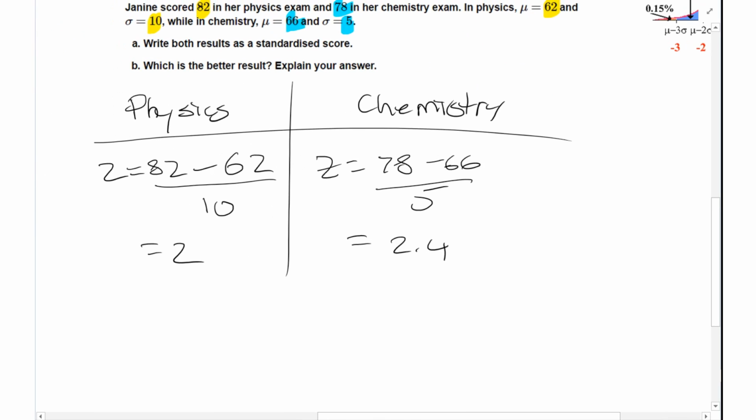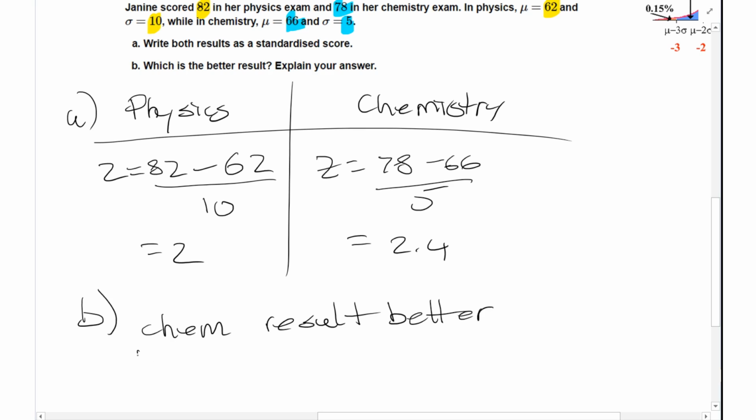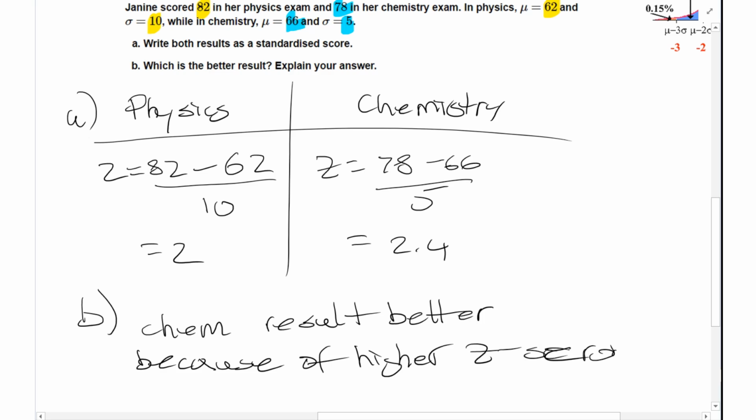So that's for A. For B, you're doing better in chemistry. The chemistry result is better because of the higher Z-score. Oops, that's a C. I can't even spell properly.